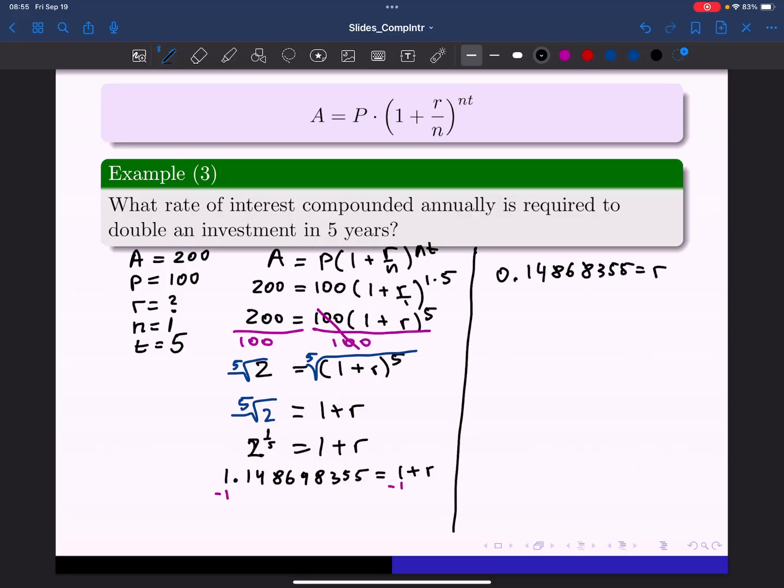To write it as a percentage, we multiply times 100. So my R is equal to 14.868355%. Round it to 1 or 2 decimals. To round to 2 decimals, look at the next number, so we need to move it up by 1. So R is equal to 14.87%.